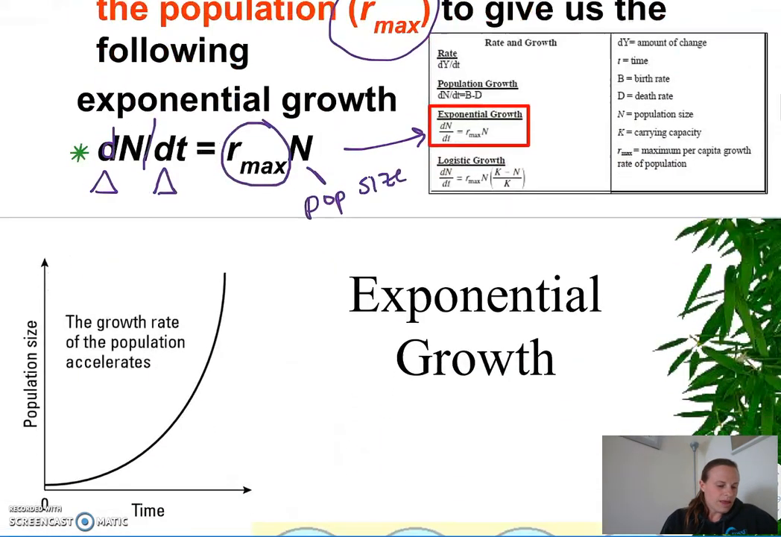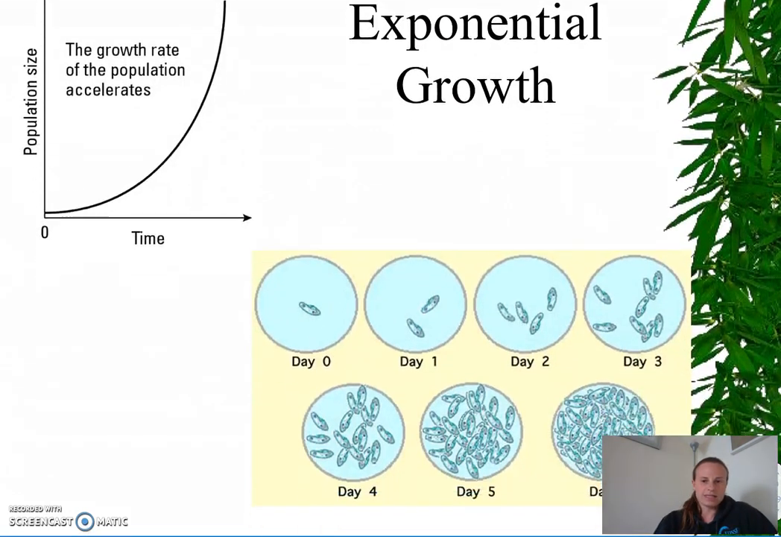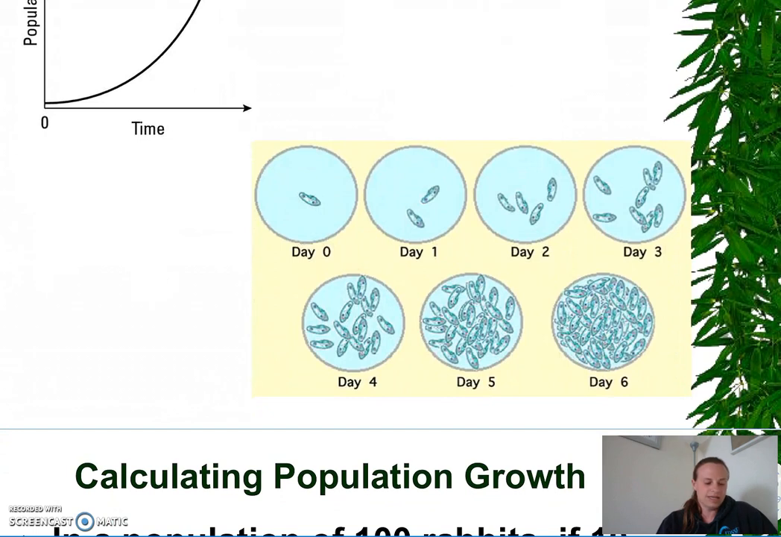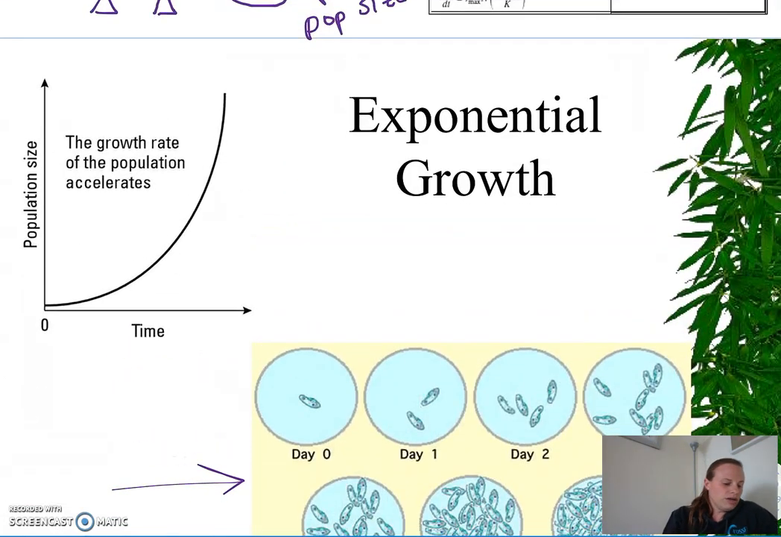So if we were to graph exponential growth, such as the type of growth that's seen in these petri dishes down here, this bacteria is growing exponentially in this example, you'll note that on a graph, exponential growth takes the shape of a J, where the growth rate of the population increases as time goes on.